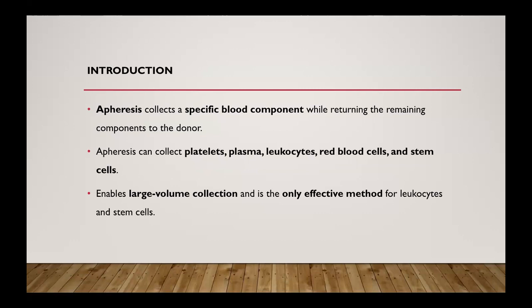We cannot collect stem cells from whole blood. It is not possible. We can collect leukocytes in whole blood, but it is not possible to separate them from whole blood. In most systems, the machines we use can only separate RBC, platelets, and plasma, but they cannot remove leukocytes from there. So we use only the apheresis machine to collect these leukocytes.